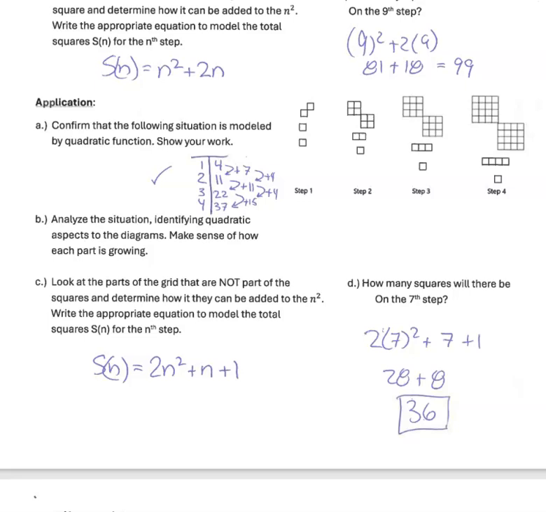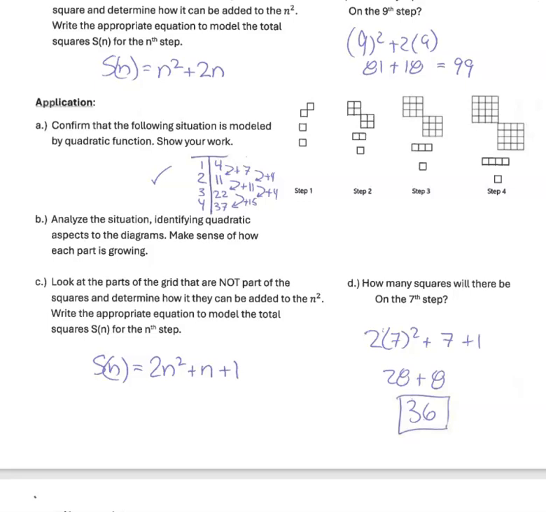Now, personally, what I did was I looked at the diagram and I saw that there were 2 parts that were growing in the quadratic fashion. For step 1, there were 2 things that were growing, a 1 by 1 and a 1 by 1. And then step 2, you had 2 things that were 2 by 2. And then the third step, there were 2 things that were growing in a quadratic way. And then the fourth step, there were 2 things that were growing quadratically, 4 by 4. So I knew that it was going to have, in this case, 2n squared.